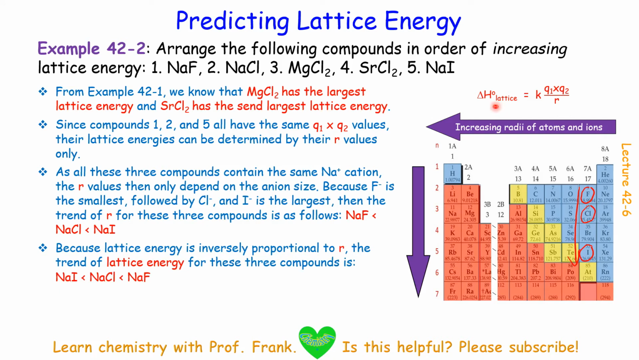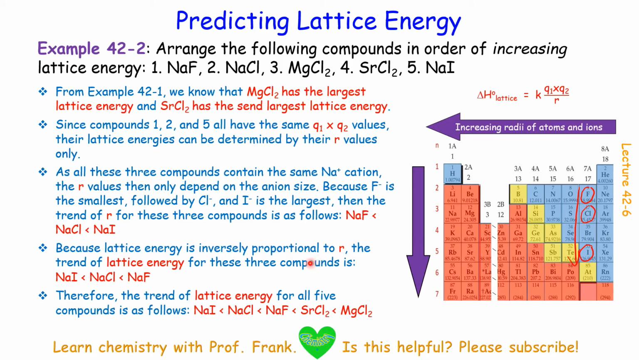Now we are ready to answer the trend in lattice energy. Because lattice energy is inversely proportional to R value, the opposite trend for the R value should be the trend for lattice energy. Therefore, sodium fluoride has the lowest R value. That should result in the largest lattice energy. That's why sodium fluoride has the largest energy, followed by sodium chloride, and sodium iodide has the lowest lattice energy.